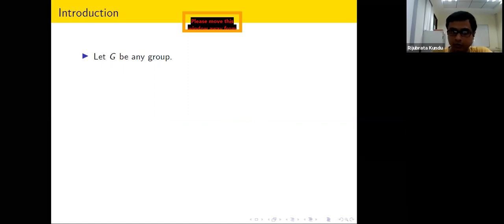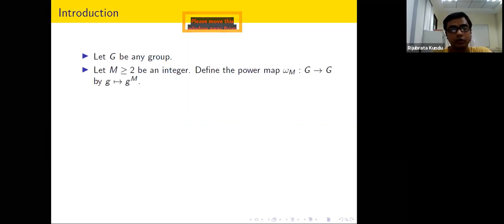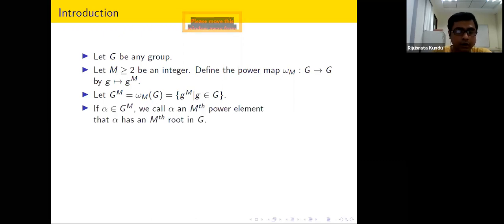Let G be any group, maybe finite or infinite, and let n greater or equal to 2 be an integer. Define the power map omega m from G to G, defined by g maps to g power m. So we are raising an element of the group to the power m, and this is a well-defined map. The image of this map we denote by G power m, the set of all small g power m such that small g belongs to capital G. This is the set of mth powers in G. If alpha belongs to this image, then we call alpha an mth power element in G, or we can say that alpha has an mth root in G.